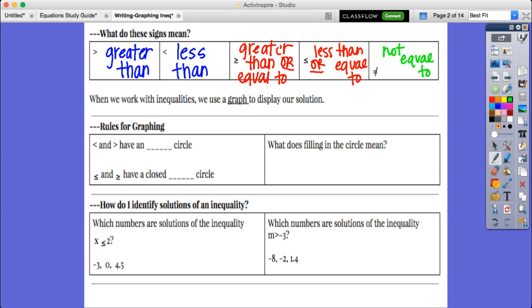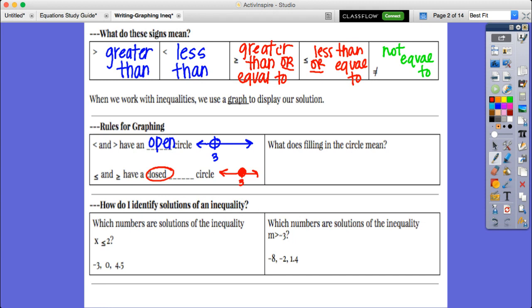When we work with inequalities, we use a graph to display our solution. So, rules for graphing. The greater than or less than signs have an open circle. And I'll show you what that looks like in just a little bit. But when you graph them, on the number, they have an open circle. So if you have that number line and the answer is 3, they have an open circle. Less than or equal to and greater than or equal to have a closed circle. So what that looks like, if the answer is 3, you will close in that circle.